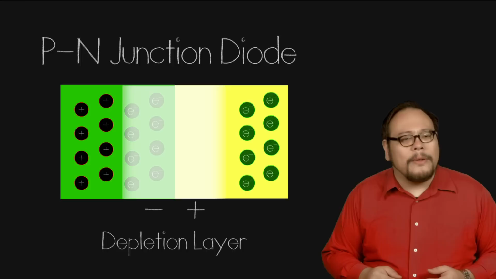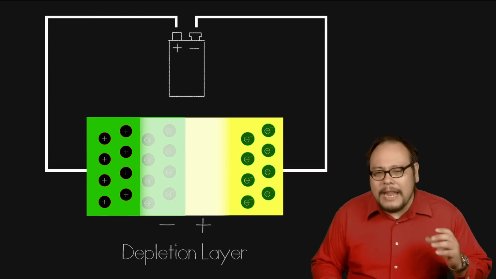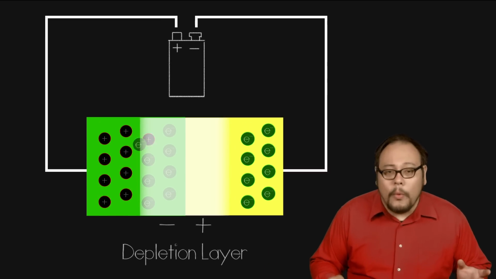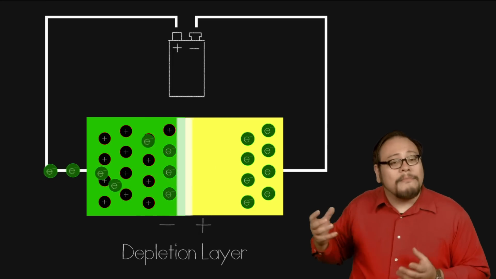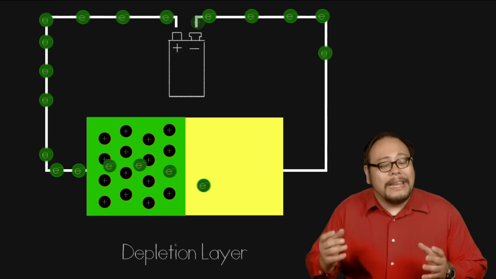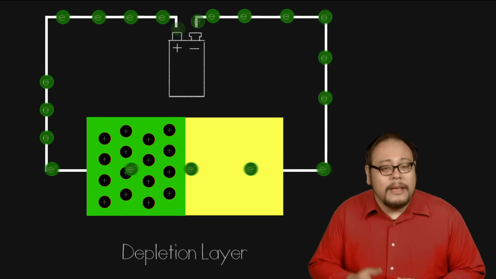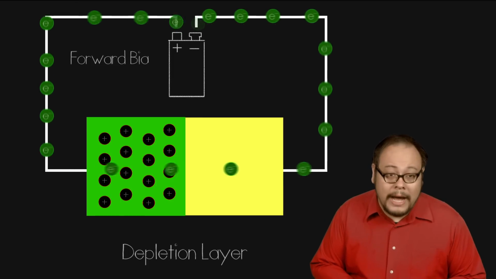Now, if we hook up the positive side of the battery to the p-type side and the negative to the n-type side, we can pull electrons out of the depletion layer, making room for electrons from the negative side of the battery. Now current will flow unimpeded through this diode. This is called forward bias.